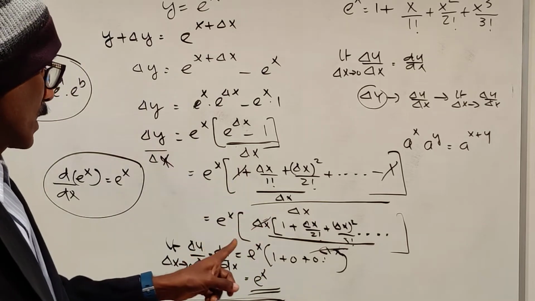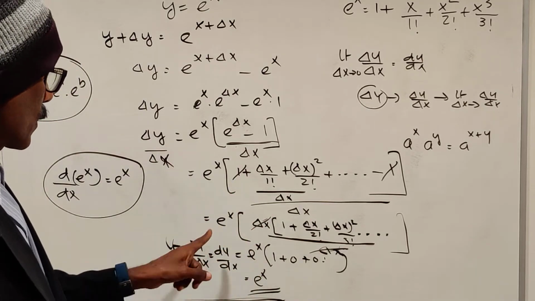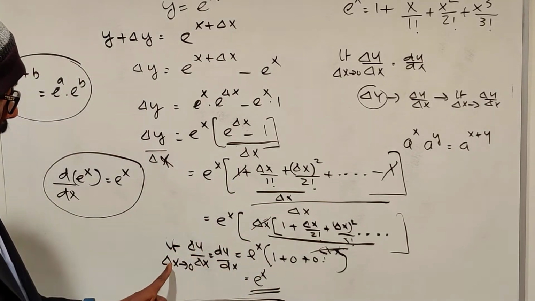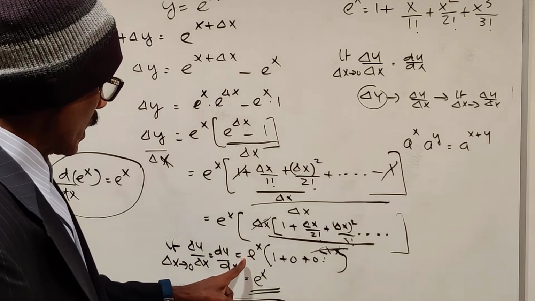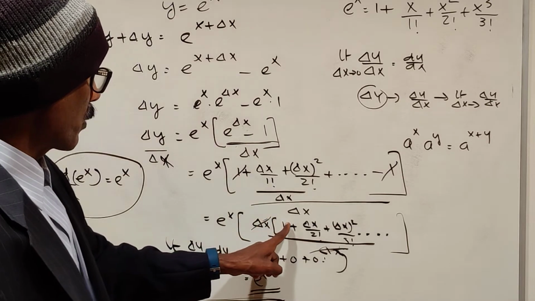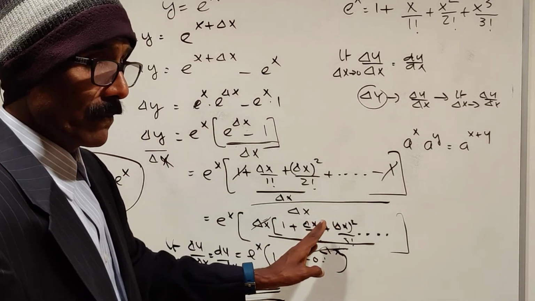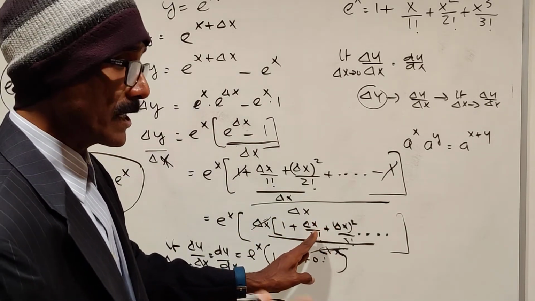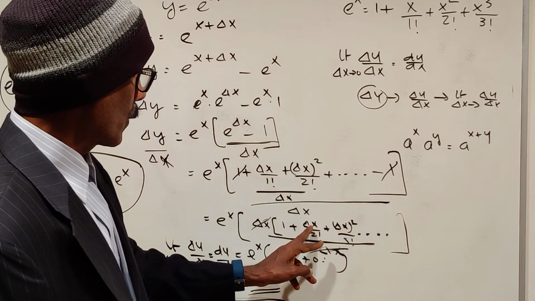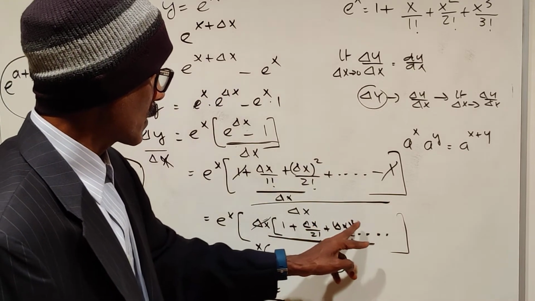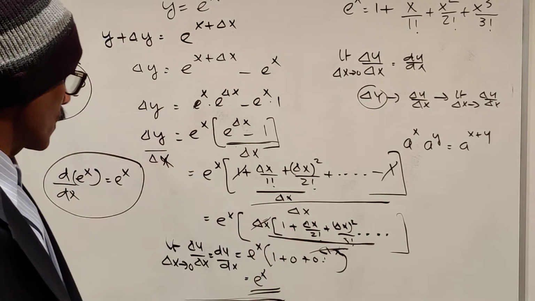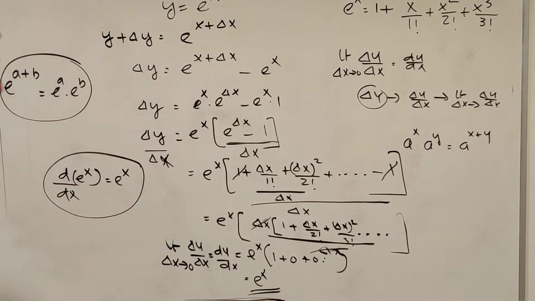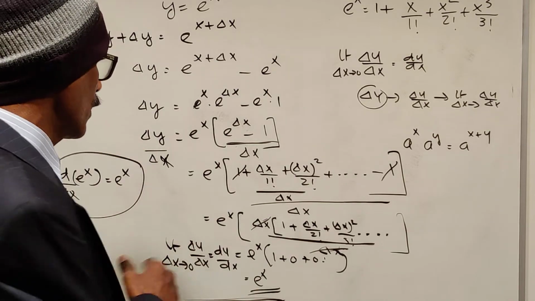Then substitute delta x equal to 0. That is the definition. As delta x tends to 0, delta y by delta x equals dy by dx equals e raised to x into 1 plus 0 plus 0. Wherever there is delta x, put 0. So 1 plus 0 is 1, and 1 times e raised to x is e raised to x. That is the derivative of e raised to x.